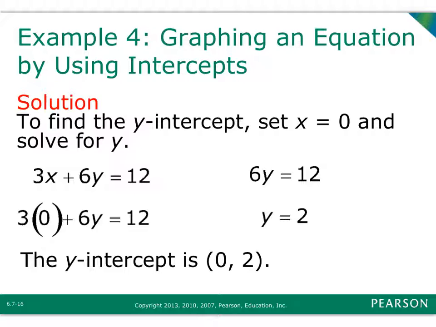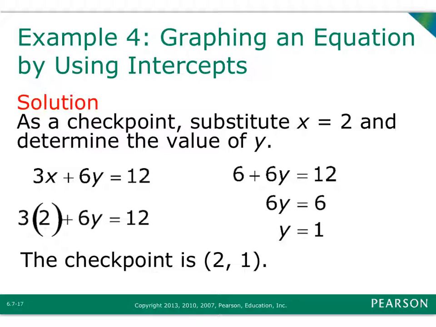Now we're going to graph the equation by using the intercepts again. To find the y-intercept, we set x equal to 0 and solve for y. So we start off with 3x plus 6y is equal to 12. Now 3 times 0 is 0, and then we have 6y is equal to 12, or y is equal to 2. So the y-intercept is 0, 2.